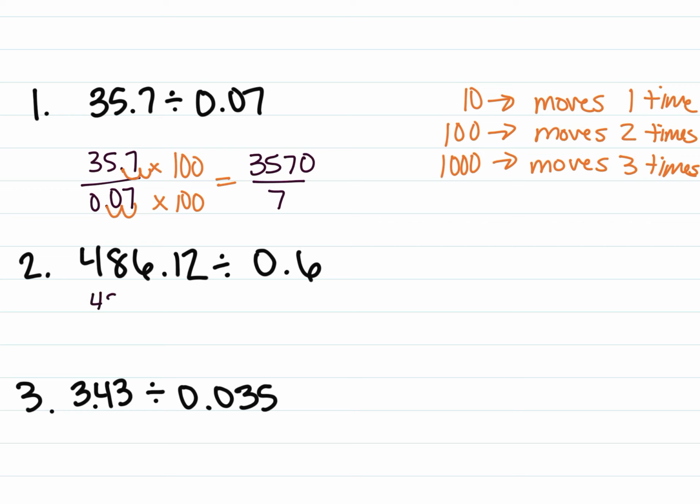On number 2, rewrite it as a fraction first. To change the denominator into a whole number, we would only need to move the decimal 1 place. But we can get rid of the decimal in the numerator too. It's not necessarily incorrect. It's just a different way of doing things. So I'm going to multiply by 100 again.